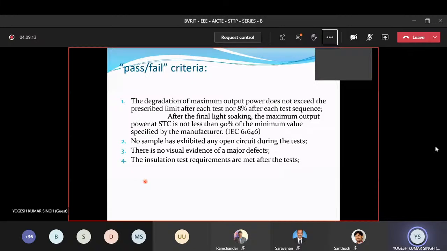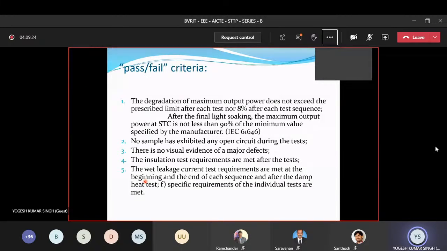The insulation test requirements are met after the test. After doing all the tests, the insulation test is also required in that particular condition. The insulation test is of two types, one dry and another wet. The wet leakage current test requirements are met as at the beginning, and after the damp heat test, with the specific requirements for the individual tests being met. So these criteria are also important for deciding the pass and fail criteria of the module.